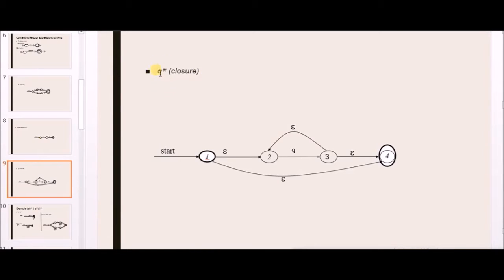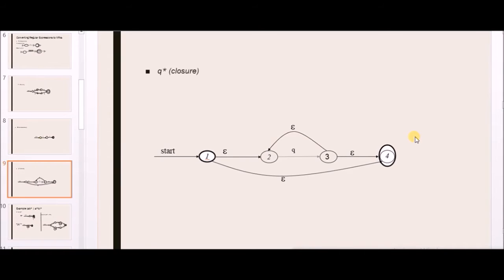This is Q star, which is called the closure. Star has two basic things: one, we go to the final state by taking zero moves, or second, we take any number of moves to go to the final state.